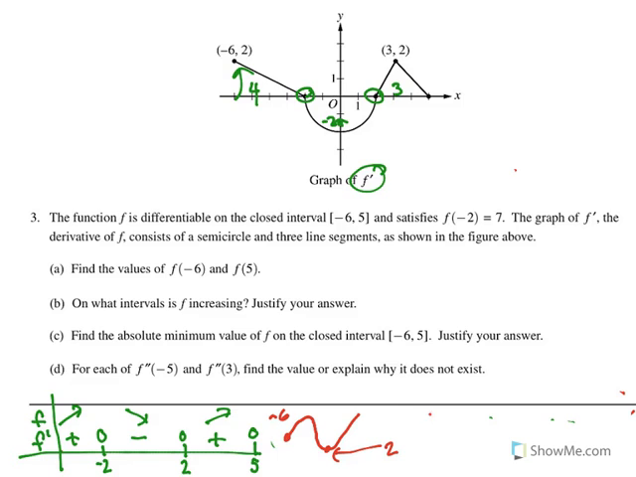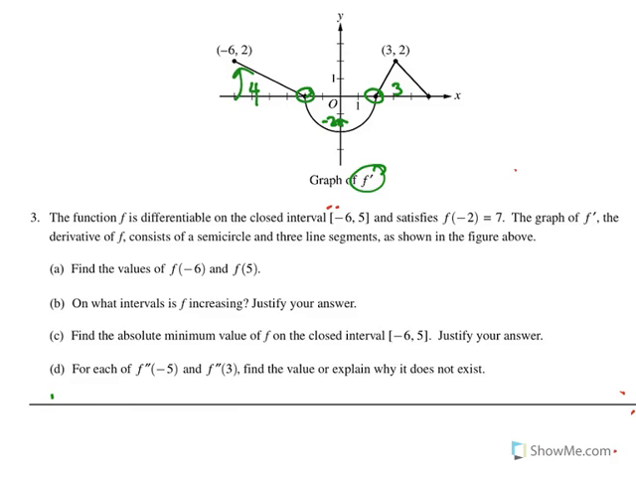So the minimum is either at f of -6, which we found early on in the problem to be 3, or at f of 2, which is equal to 7 minus 2π. The one with the lowest value is this one right here. So the minimum for the graph is at f of 2, which is 7 minus 2π.